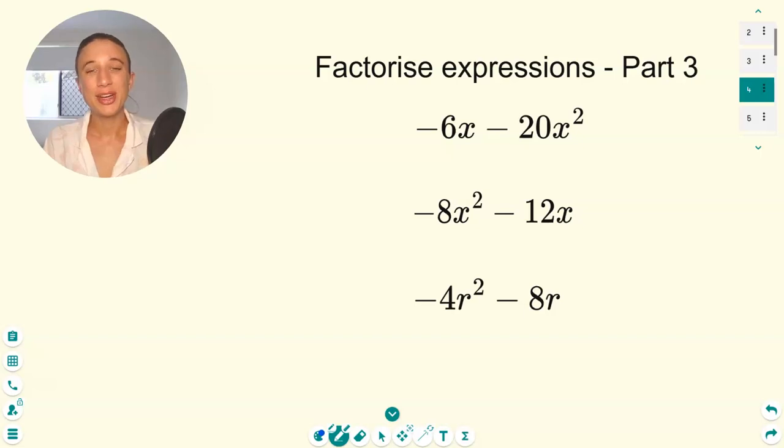Hello, in this video we are going to look at factorizing expressions with two negative terms. I would recommend you go back and watch part 1 and part 2 of factorizing in order to better understand this one. Let's check it out.